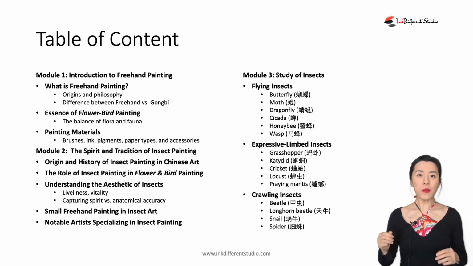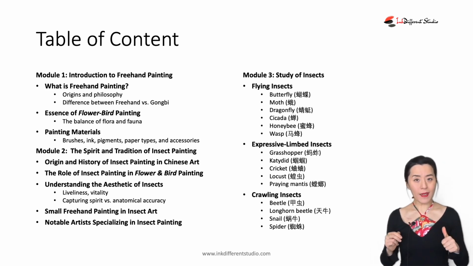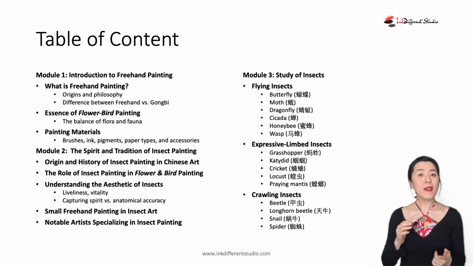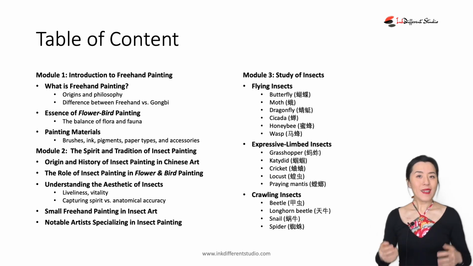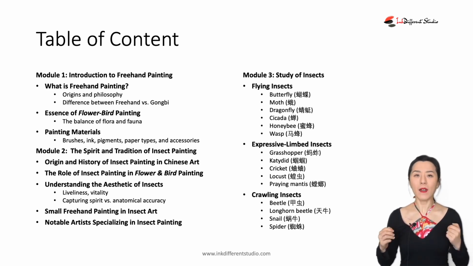Module 3, Study of Insects. Finally, in this module, we will embark on an in-depth study of 15 types of insects, divided into 3 categories: the flying insects, such as butterflies, dragonflies, cicadas, and so on; the expressive limbed insects, such as grasshoppers, katydids, praying mantis, and so on; crawling insects, such as beetles, snails, spiders, and such.